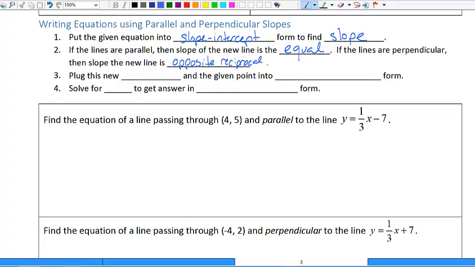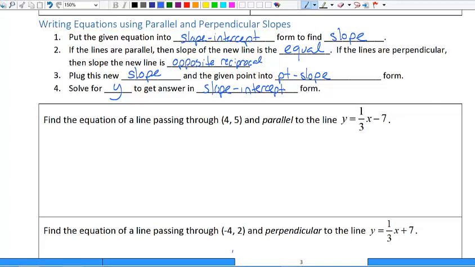Plug this new slope and the given point into point-slope form. Because you have a new slope and you have a point, you can use point-slope form. Then you have to solve for y like we've done in the past to get your answer in slope-intercept form.